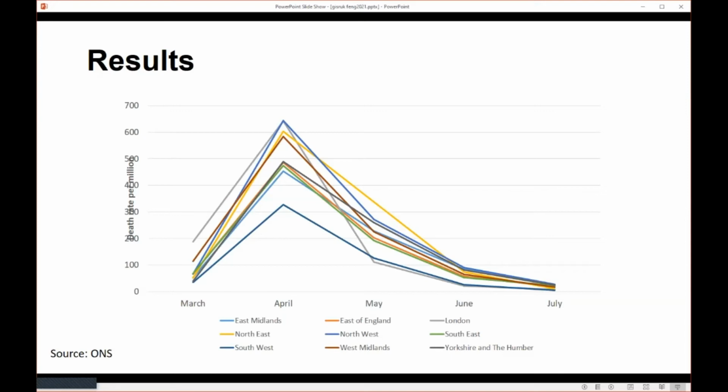So this again shows how the coronavirus was transferred from one place to another, and obviously in April it shows the transmission to all over the country.